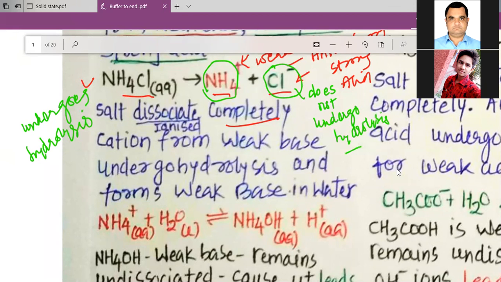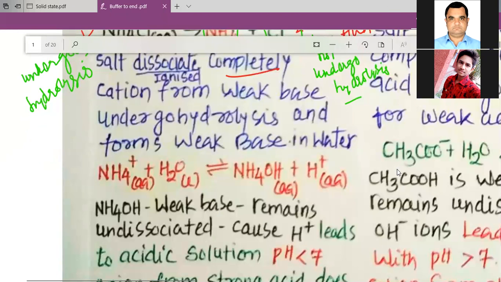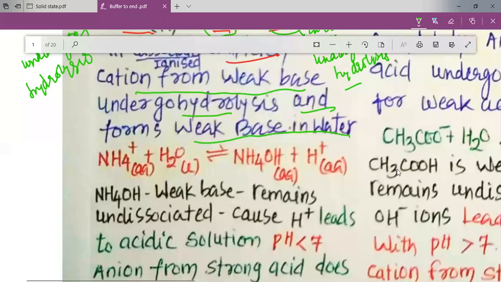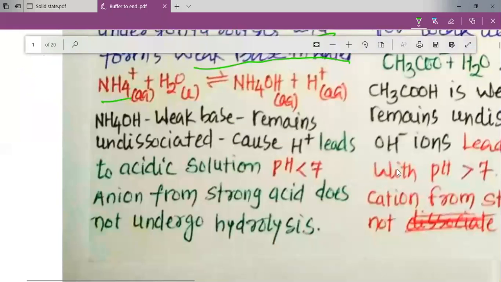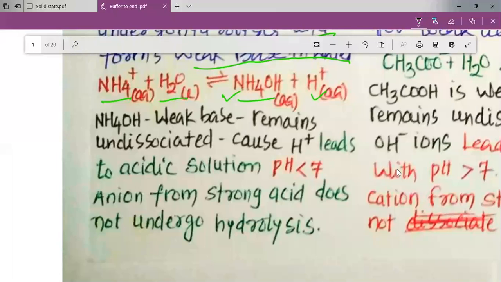So we need to study the hydrolysis of NH4 plus ions. Let us see how the cation from weak base undergoes hydrolysis and forms the weak base in water. When these NH4 plus ions are available, they undergo the hydrolysis process with water, and they add OH minus to themselves, and they form NH4OH and H plus. Now you are well aware that this NH4OH is a weak base.